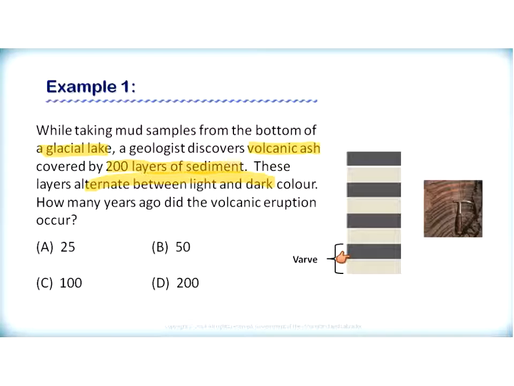So if we have 200 layers of alternating light and dark sediment, each yearly cycle would represent 2 layers, a light layer followed by a dark layer. Therefore, if there was 200 layers, the volcanic eruption must have occurred 100 million years ago.